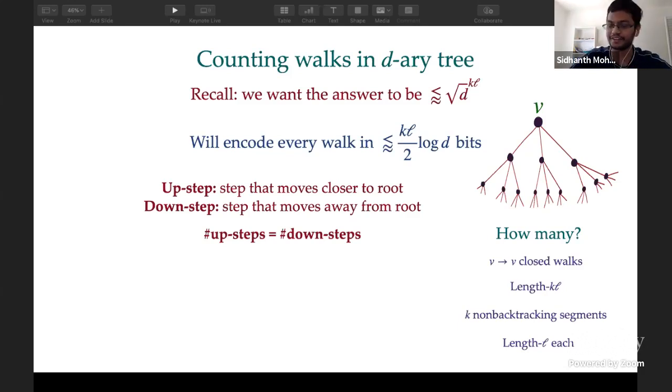Now, the first observation that goes into this particular encoding is that, first let me define what an up step is and what a down step is. So notice that every step in this walk either moves away from the root or moves closer to the root. If a step moves closer to the root, you can think of it as climbing the tree, and we call it an up step. And if it moves away from the root, we can think of it as descending down the tree, and we call that a down step. And because you have to start at V and end at V, the number of up steps is actually equal to the number of down steps. In particular, half the steps are up and half the steps are down.